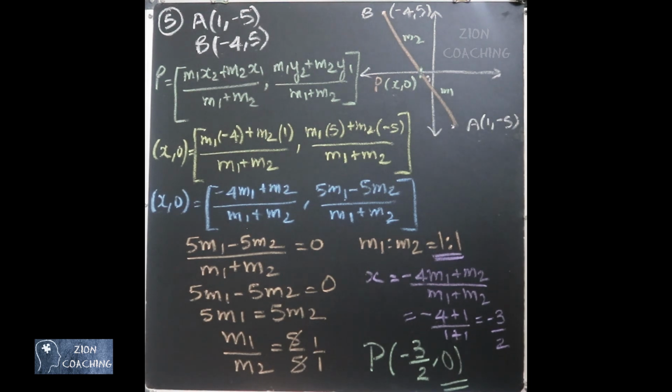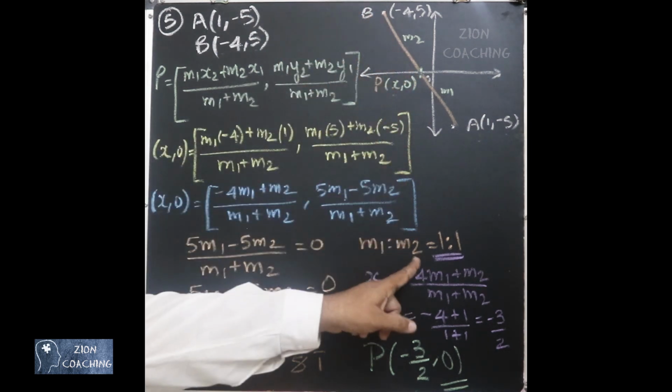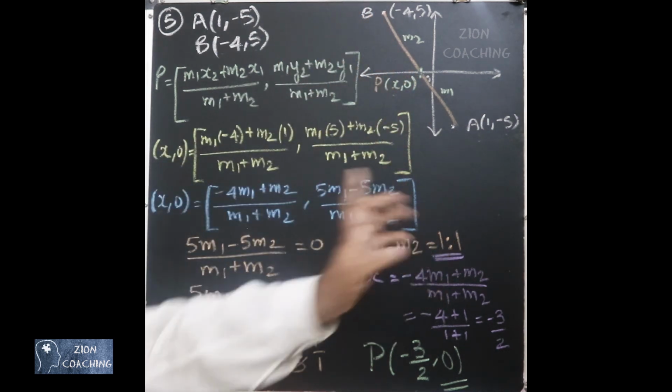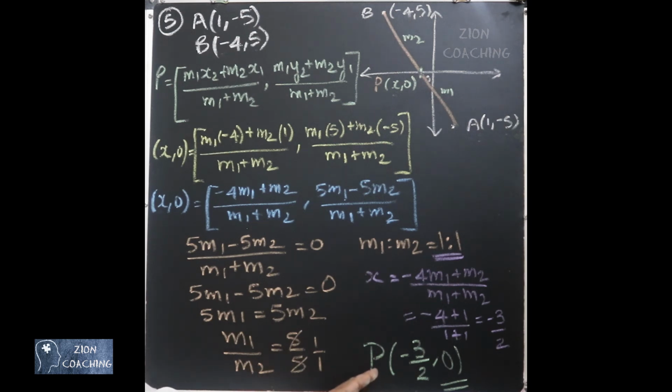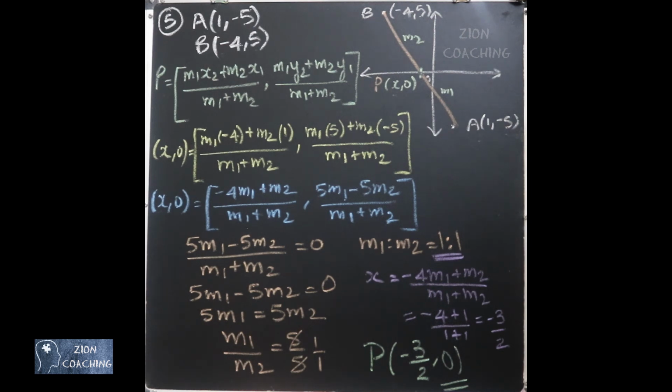So we have found both the answers. They asked in what ratio the x-axis is dividing the line. We have found it is dividing in the ratio 1:1. Then they asked us to find the coordinates of P. We have found that it is minus 3 by 2, 0.